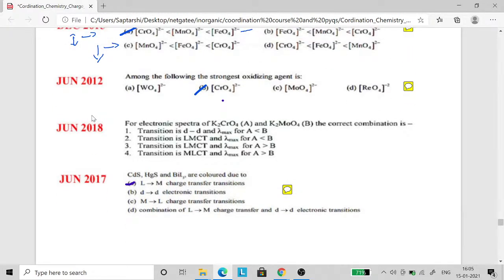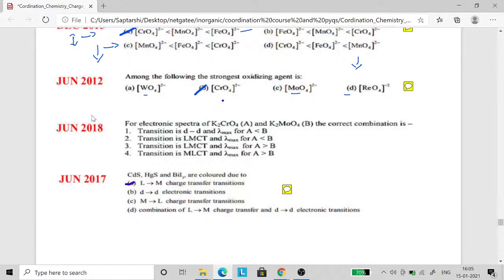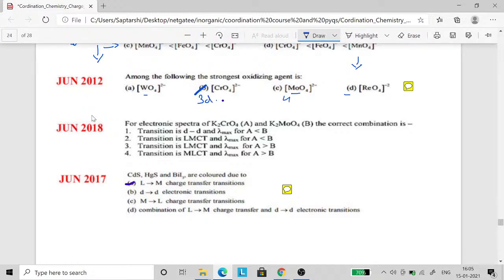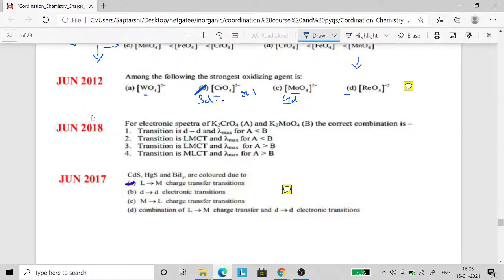Similarly, among the following, the strongest oxidizing agent is... Okay, so we just said the oxidizing power decreases down the group, and Mo and the others are all in the periods below Cr. Cr comes in the 3d series, and this comes in 4d. Because Cr is above, it has more oxidizing power, and we can again use this concept of r, because r is less for 3d than 4d, because the shells are fewer, so that is the most obvious reason.